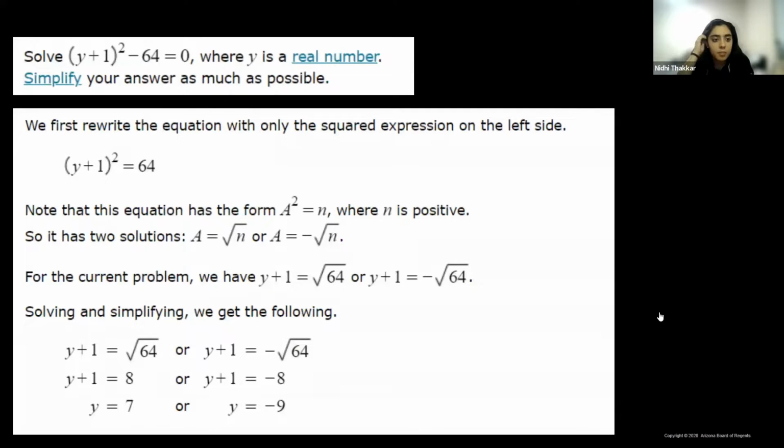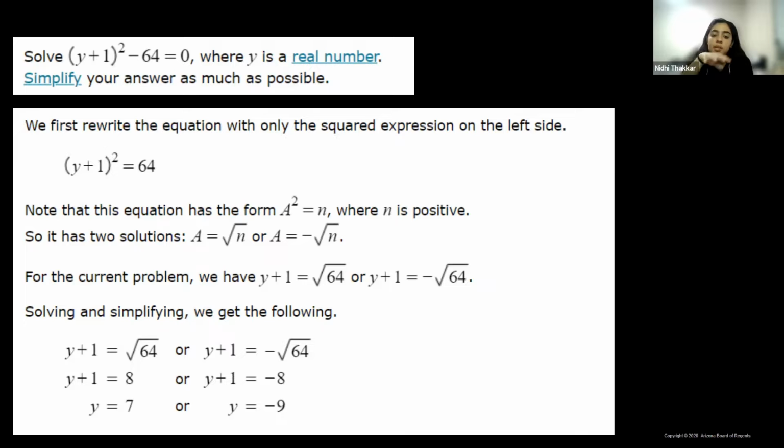And here I have a harder type of question for you. What if we have (y + 1) whole square minus 65 equals 0? We need to simplify and find the value of y. First we'll write it in the square form. We have (y + 1) whole square, and we just take 65 to the other side and make it (y + 1) whole square equals 64.